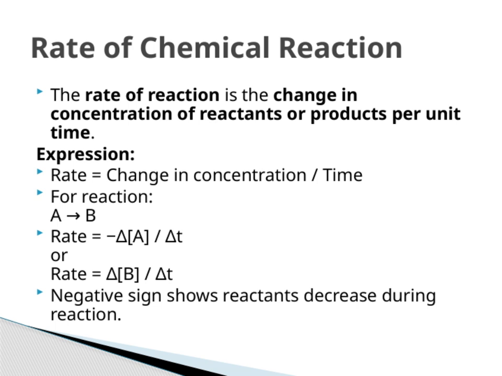So, if we look at a simple reaction, like A turning into B, we can describe the rate in a couple of ways. It could be the negative change in concentration of A over a certain time interval, or the positive change in concentration of B over that same period. It's important to note the negative sign when we're talking about reactants like A. That indicates that their concentration decreases as the reaction proceeds. This negative sign helps us keep track of whether substances are being consumed or produced during the reaction.